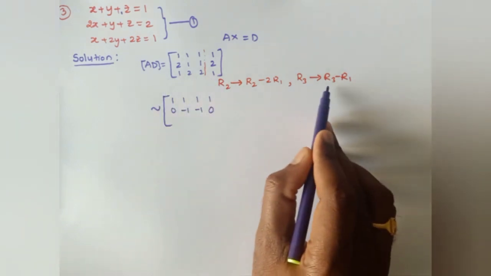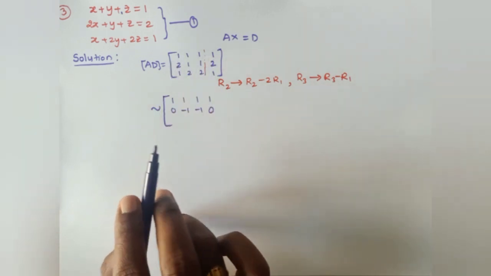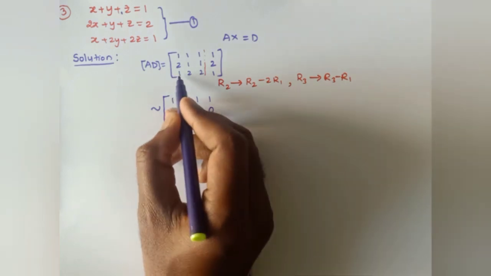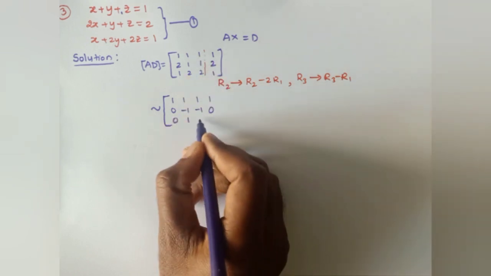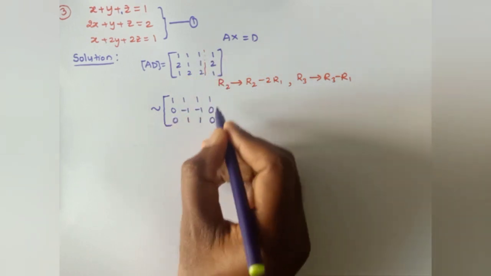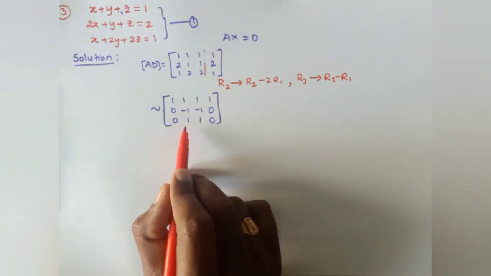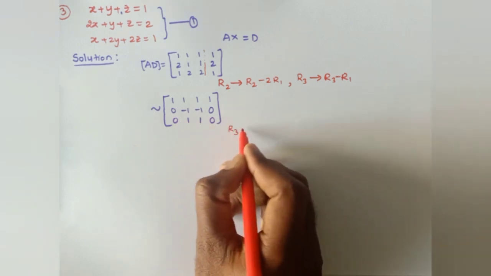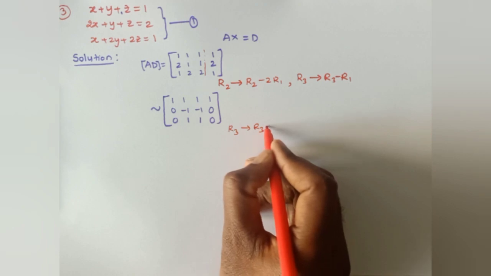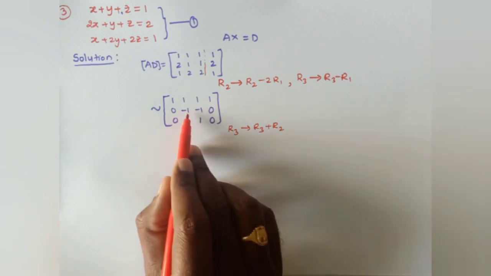Next for row 3, R3 minus R1 means you subtract the corresponding elements of row 1 from row 3. So 1 minus 1 is 0, 2 minus 1 is 1, 2 minus 1 is 1, 1 minus 1 is 0. Next, is there any change? There is a chance to make these two elements 0. This minus this. Now R3 can be written as R3 plus R2, since the minus is already there.